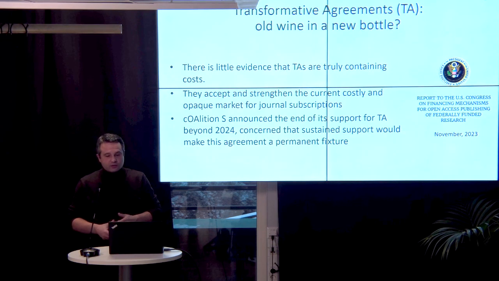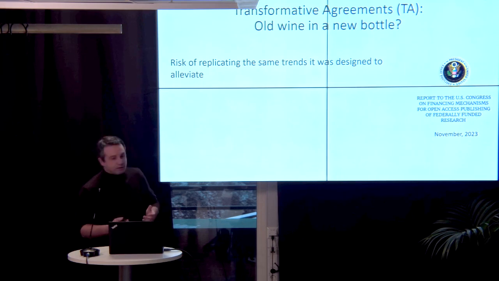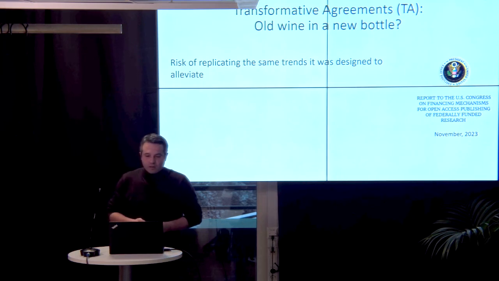Coalition S, actually one of the main supporters from the beginning, announced the end of its support for transformative agreements beyond 2024, concerned that sustained support would make this agreement a permanent feature. Other critical comments, that's why I mentioned maybe it's old wine in a new bottle: risk of replicating the same trends and distortions that it was designed to alleviate.